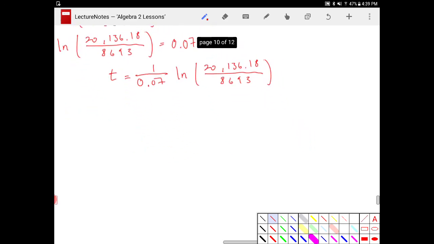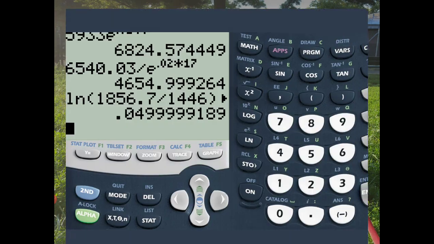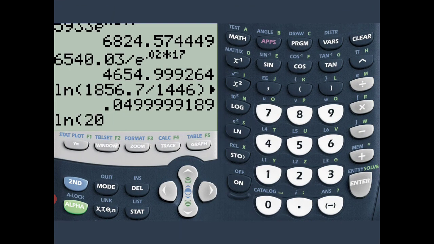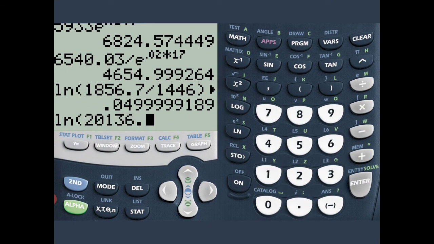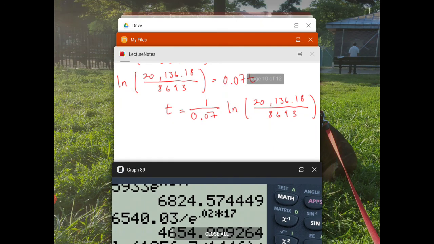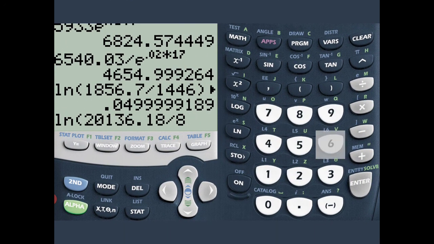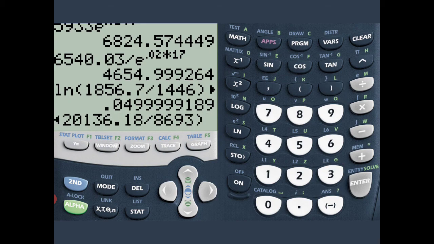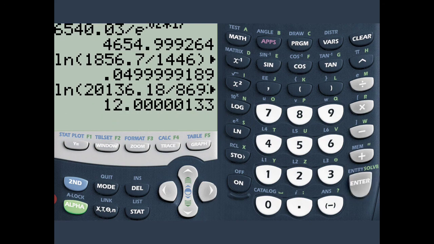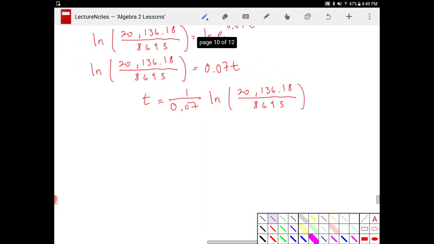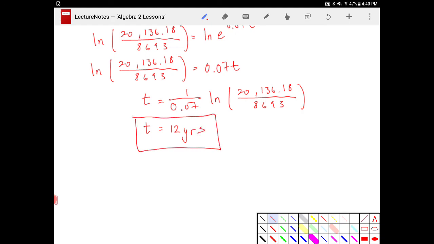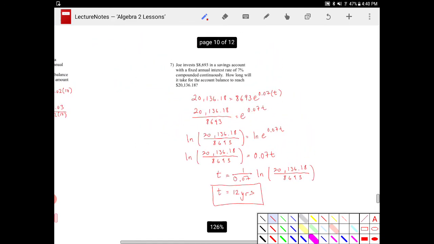So I'm going to enter that into the calculator. ln of 20,136.18 divided by 8693, divided by 0.07. That's 12 years. And there you go.